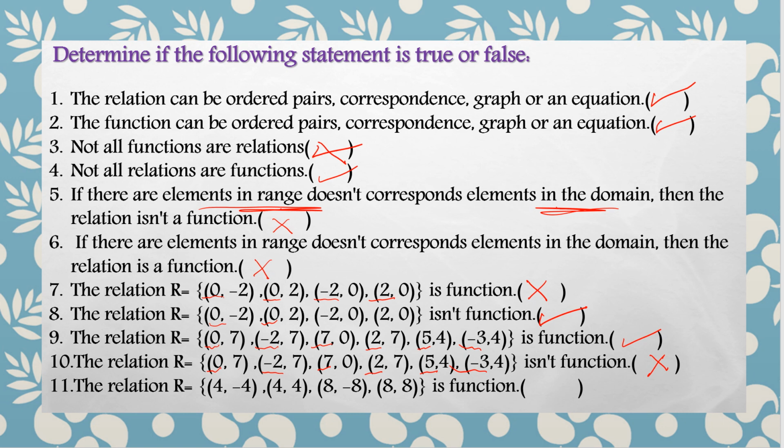This relation is a function or not, also by checking the first components. We see here in this relation that the first components of the pairs, which are 4 and 8, are repeated, so the 4 corresponds to -4 and 4, and 8 corresponds to -8 and 8, so this is not a function. This is a relation but not a function, so the statement is false.